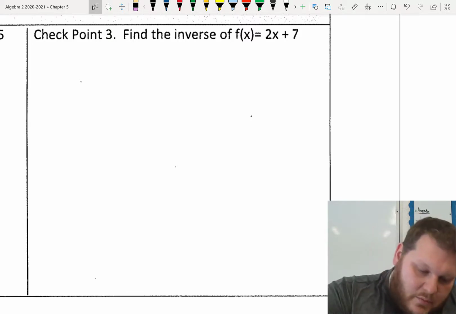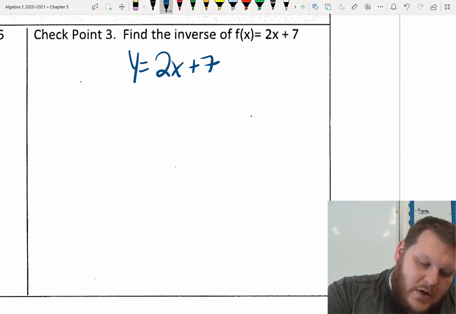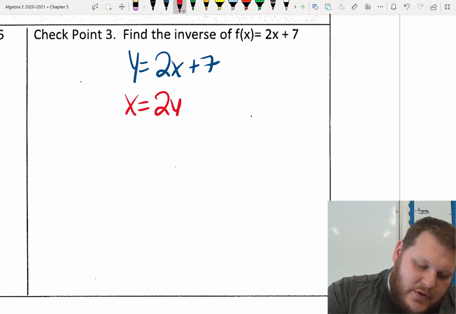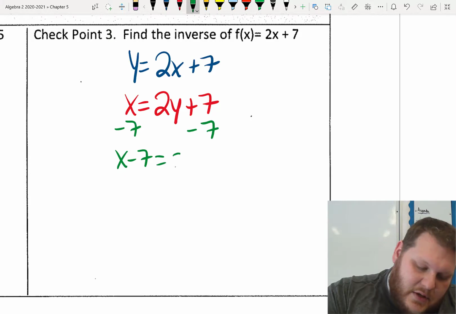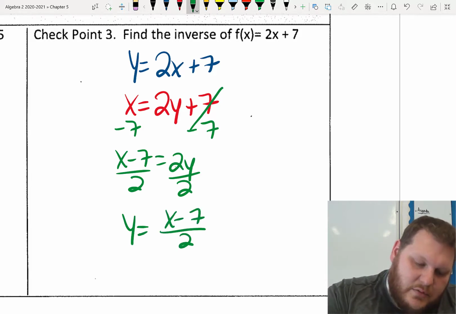Okay, so once again, first step, f of x, replace it with y, 2x plus 7. Step 2, flip-flop x and y, x equals 2y plus 7. Step 3, solve for y. Here I'm going to subtract 7 on both sides. x minus 7 equals 2y, because those two cancel out. Divide by 2 on both sides. y equals x minus 7 all over 2.